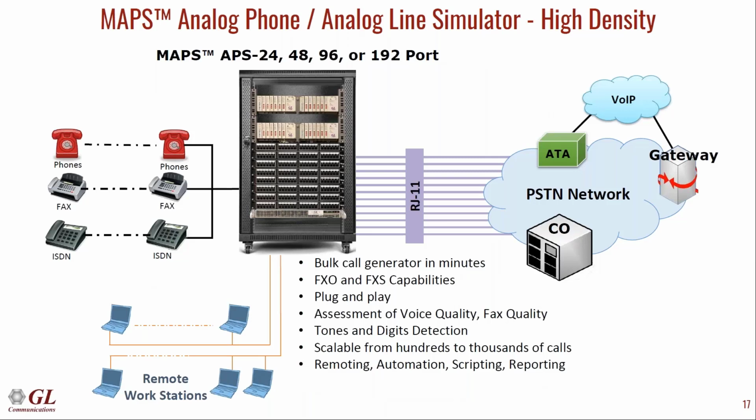So this is the MAPS solution, what Vikram was mentioning earlier in the previous slide. For the MAPS solution, we're basically going to support either two-wire analog phones, PSTN connections, or VoIP. So you can also do VoIP. And we can create a high-density testing solution. You can see we can go up to 192 ports. We can actually go above that, depending on what you want, because multiple systems can be connected together.